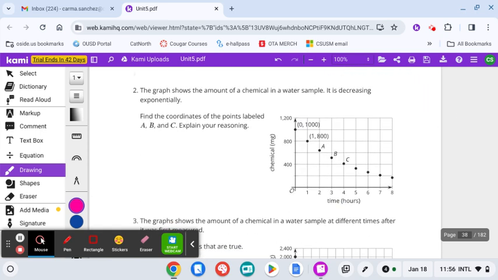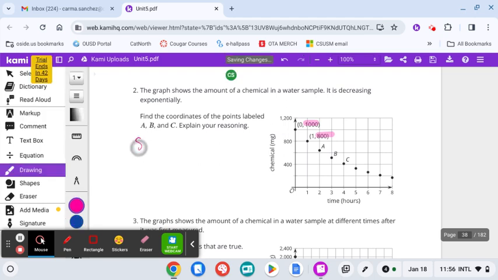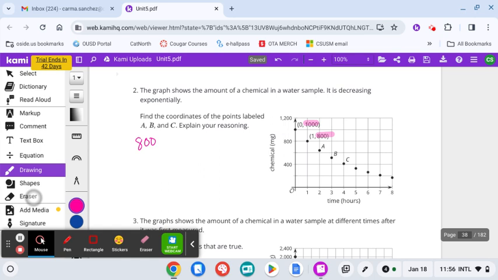This graph shows chemical in a water sample, and it's decreasing exponentially. So we need to go ahead and get this factor. What is it decreasing by, using the two given numbers? And so 800 divided by 1,000, do that on your calculator, is the same as 8/10, which is the same as 4/5, which is the same as 0.8. So either way, your factor is 8/10, 4/5, or 0.8.